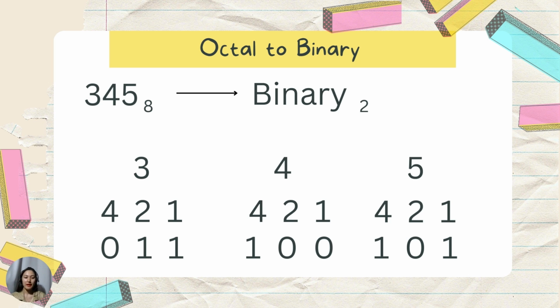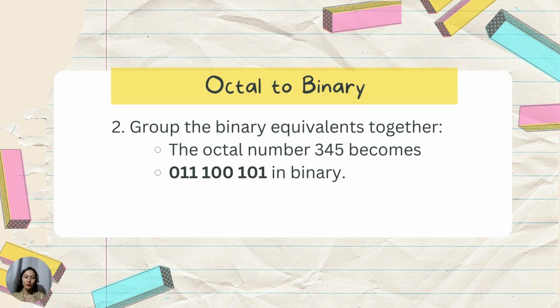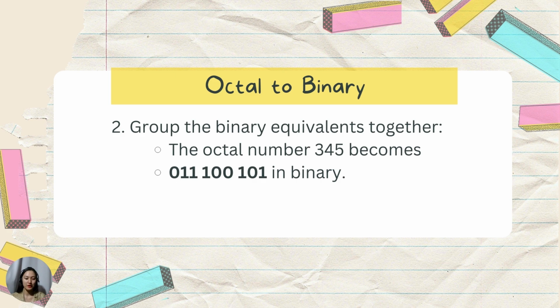So the binary equivalent of 345 is 011100101. So here's the result. That is the binary equivalent of the octal number 345. Group the binary equivalents together and the octal number 345 becomes 011100101 in binary. Since each octal digit converts to a three-digit binary number, we don't need to pad in this case because it's already grouped based on each digit.